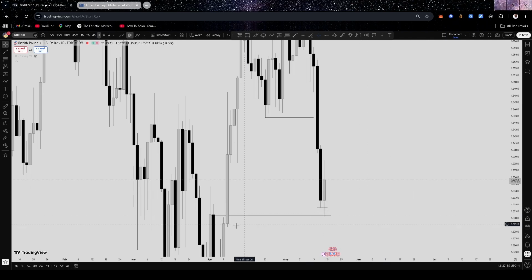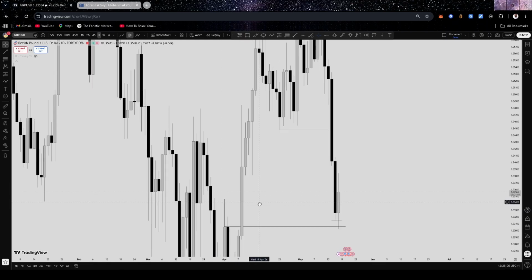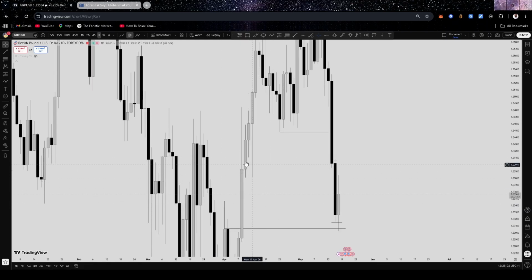So this is a CRT. Price took out this low, tapped into this fresh key level. Because it's a fresh key level, it hasn't been mitigated, hasn't been touched. You can see.